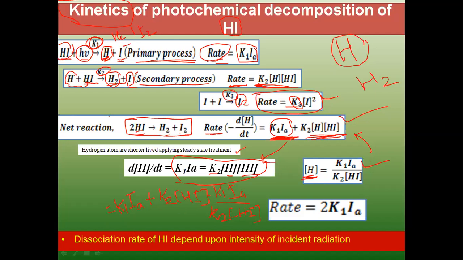Okay, so you can see here K2HI and this K2HI is cancelled. Okay, so what we get? This rate is equal to K1Ia, and this K1Ia means twice K1Ia. So you can see here rate for this reaction is equal to twice K1Ia. Means this K is a dissociation constant, equilibrium constant is there, but the total rate of this reaction depends upon the Ia, means intensity of absorbed light.